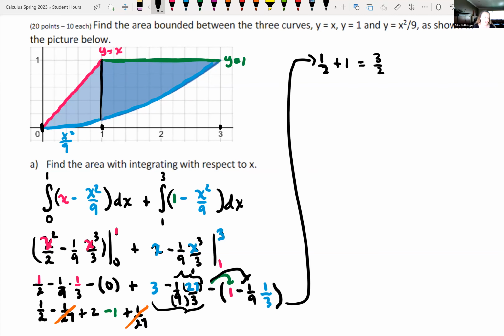So we found that the area in between those two curves was 3/2. We don't know what the units are, but it would be units squared if we had the units. So let's look at the second part to this question. But before I do that, I'm just going to pause the video and see if there's any questions.